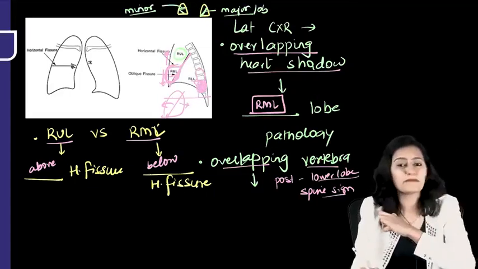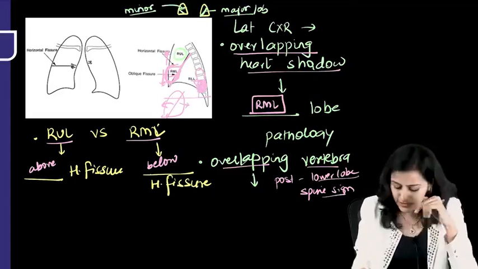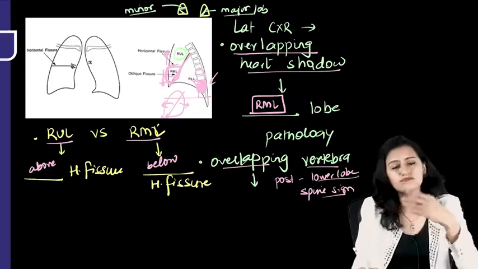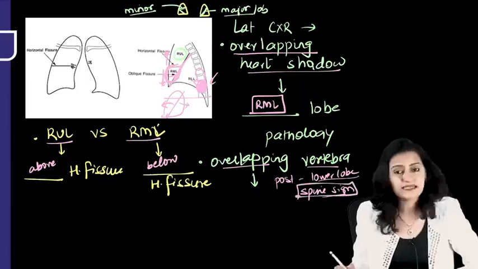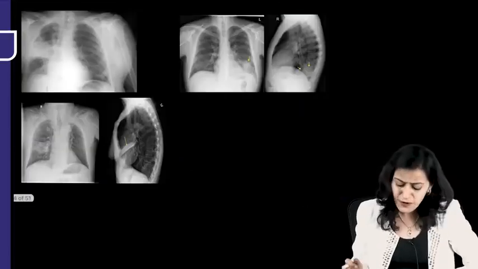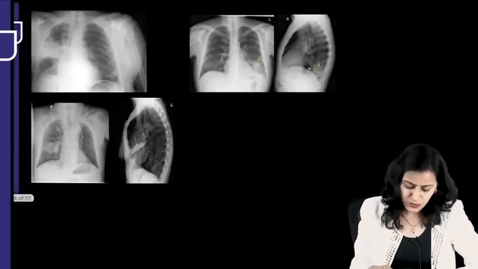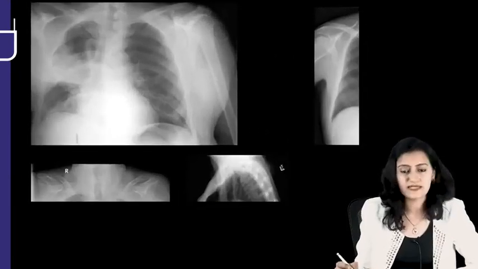Normally it should start becoming more black as we come down. If the vertebra becomes white below, then it means that it's a lower lobe pathology. That is the spine sign. Now, let's have a look at these images. What do you think? What lobe pathology is this?